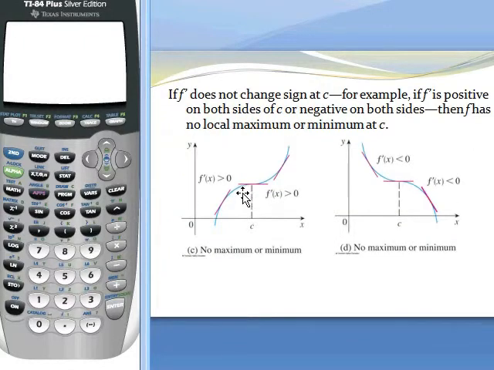Now, if the f prime does not change sign, but it stays all positive, and that may be on both sides of the critical point, then you'll have an inflection point right here. And the same thing. So it is not a maximum or a minimum at that point. It's neither.